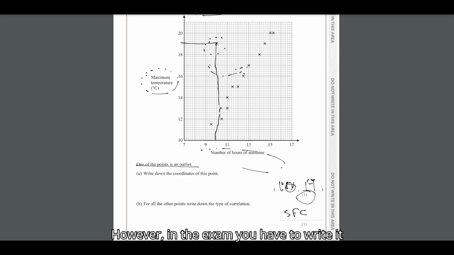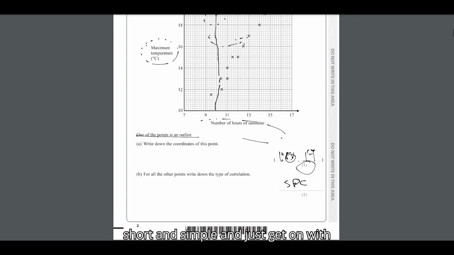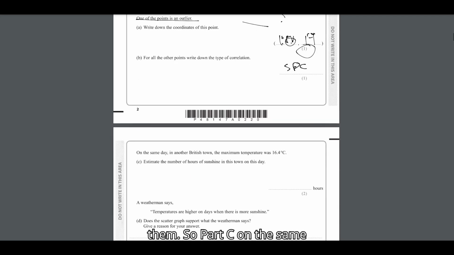However, in the exam, you have to write it down as positive correlation, as you need to show the examiner you understand it, because SPC can mean nearly anything. In this case, it just means strong positive correlation, because I'm trying to keep it short and simple and just get on with it. So part C.